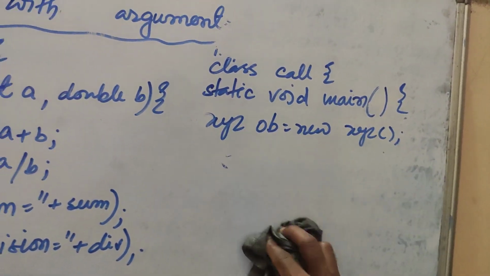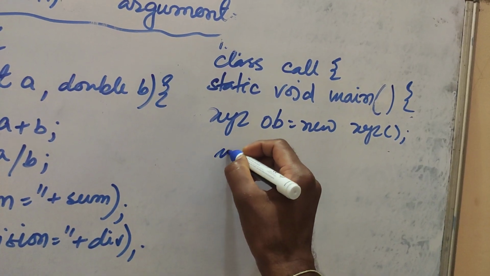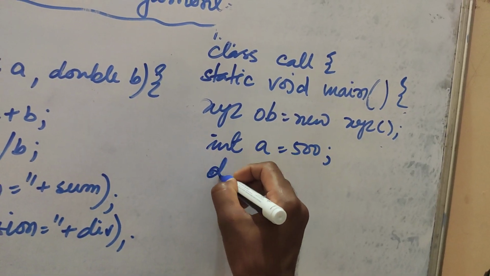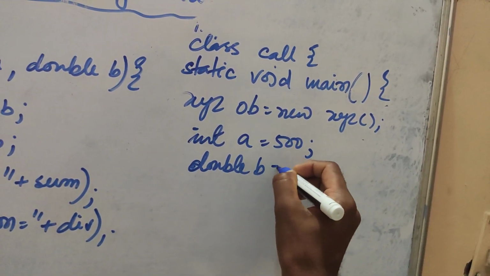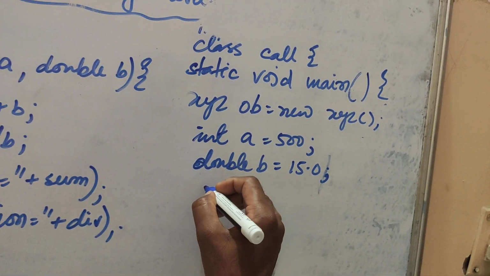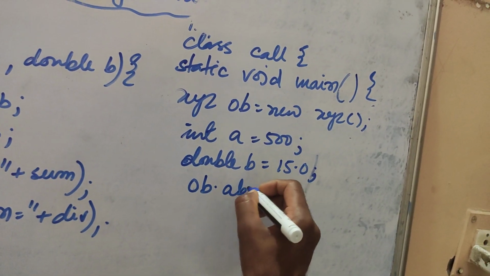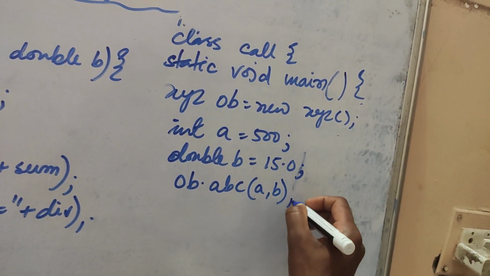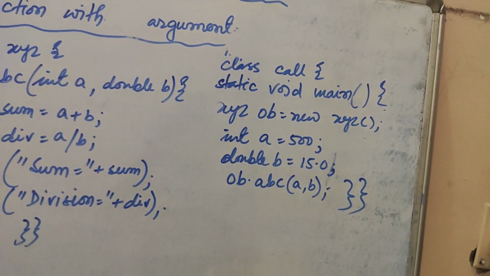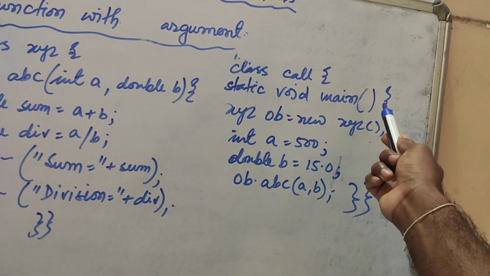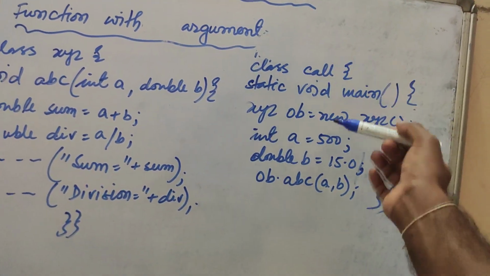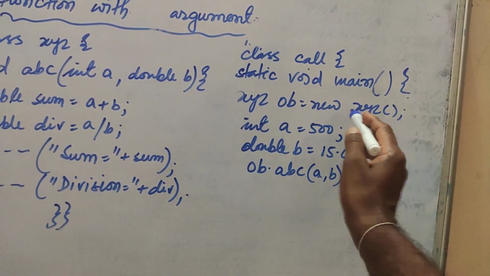This is another: int a equal to 500, double b equal to 15.0f, then ob dot abc a comma b. This is also a process. Okay, this is also one process. Here we can give arguments also. That argument you can place here by using the scanner class also. But you have to create the object.